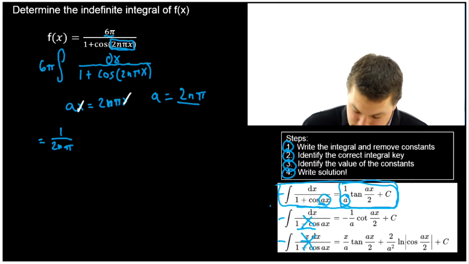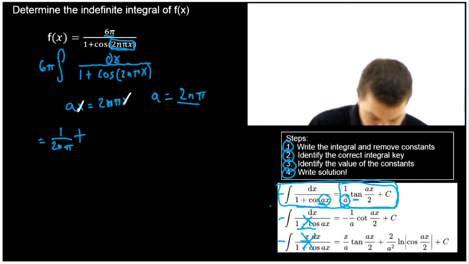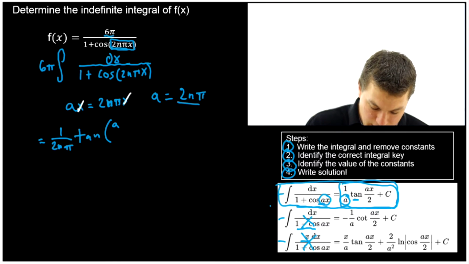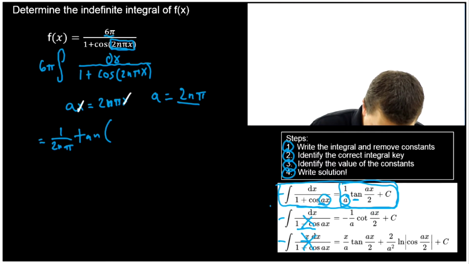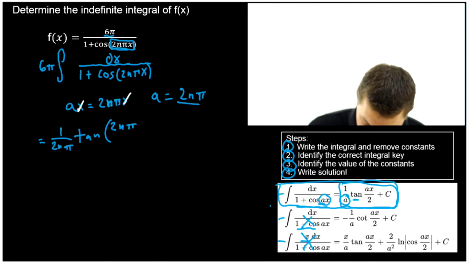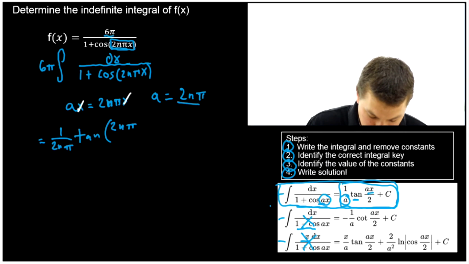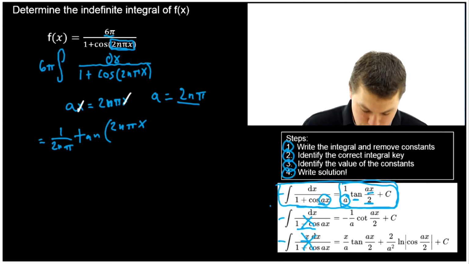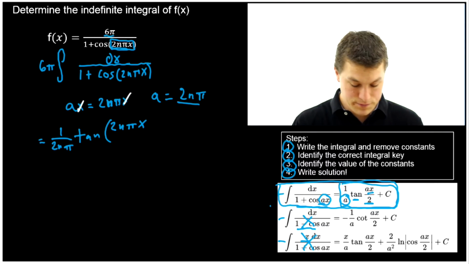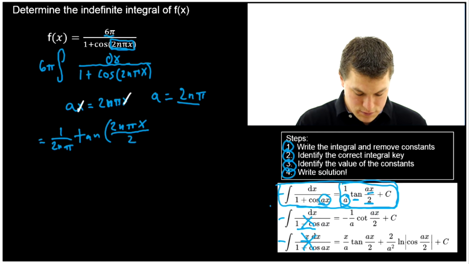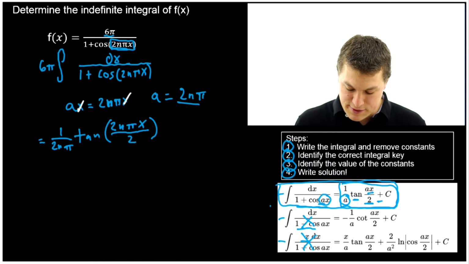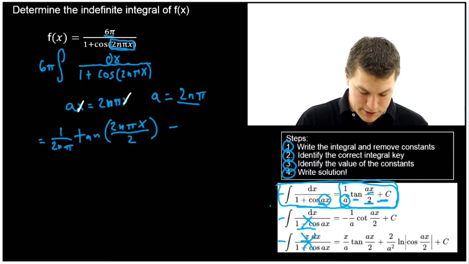And then it's going to be times tangent, and we have a, and our a, once again, we know is 2 n pi, so we're not going to write a, we're going to write 2 n pi. And then we see that they have an x in their argument of tangent, and that it's all over 2. So we're going to write over 2. And then finally, since this is an indefinite integral, we're going to remember to write the plus c.